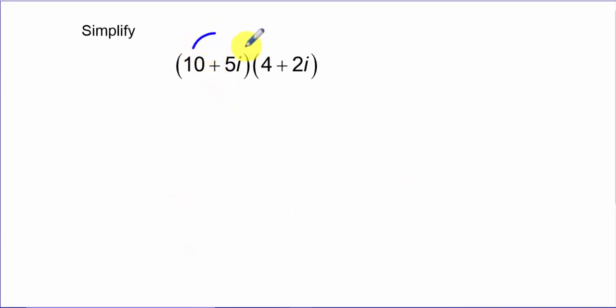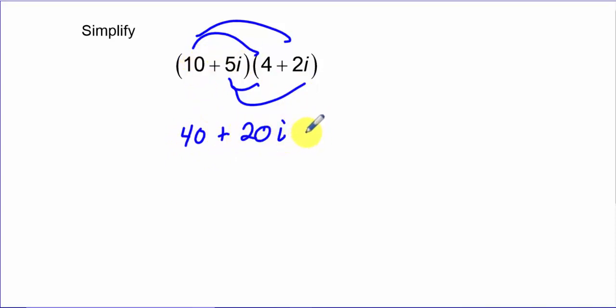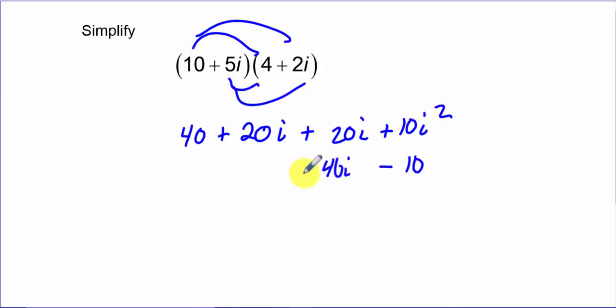We can distribute these just like we would any normal set of binomials. And we have the 40, we have 20i and another 20i, and we've got 10i squared. Real parts with real parts, imaginary parts with imaginary parts. I'm going to rewrite this because i squared is negative 1. So that's negative 10. This is 40i. This is still 40. So this is 30 plus 40i.